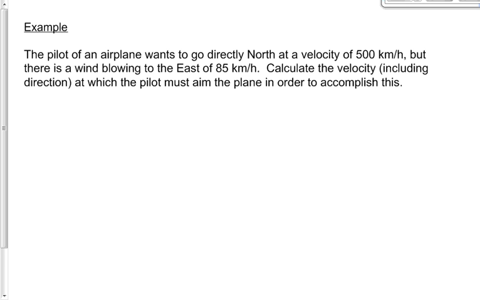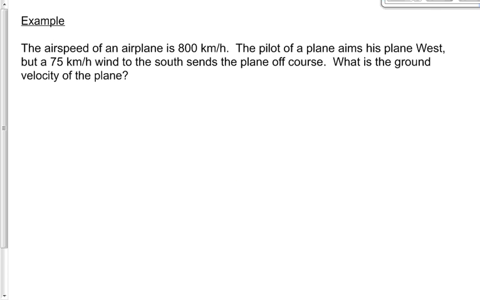Let's take a look at another example, which is pretty much the same. I just ask it in a slightly different way. This says the pilot of an airplane wants to go, no, that's not the one. This is the one. The airspeed of an airplane is 800 kilometers per hour. That's how fast it can travel if there's no wind present, right? That's the statistic that it gives in the in-flight magazine in the seat pocket in front of you when you're sitting in the airplane. How fast it can go without a wind.